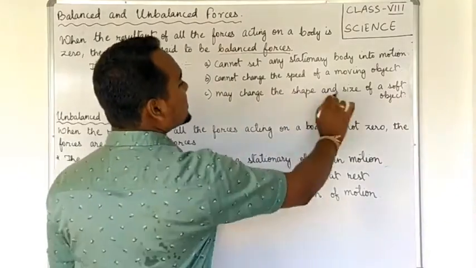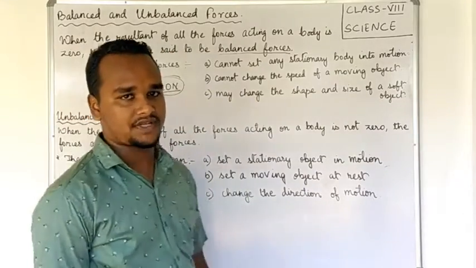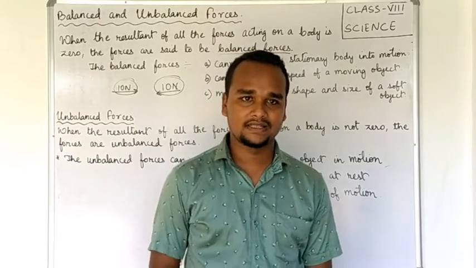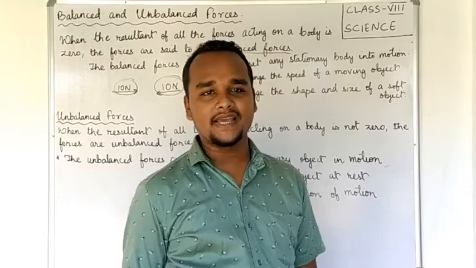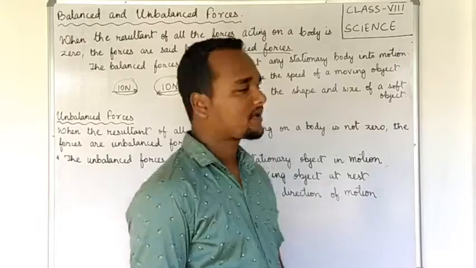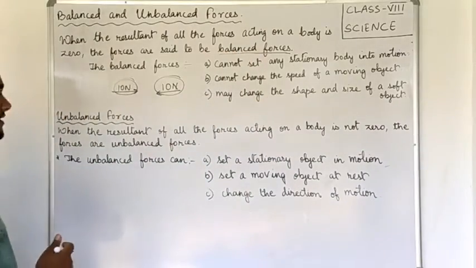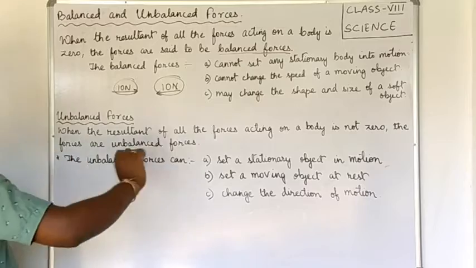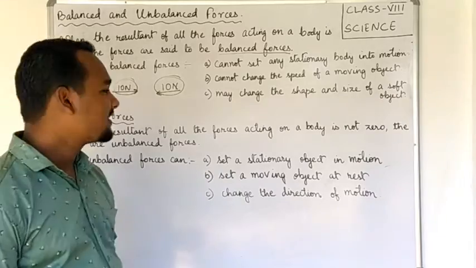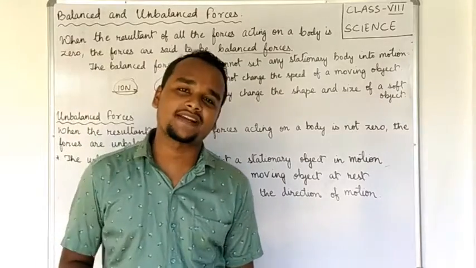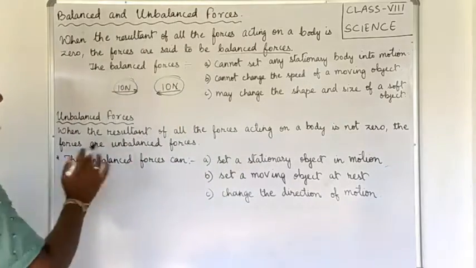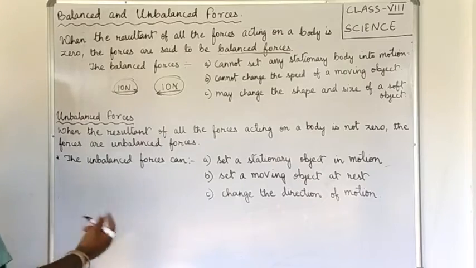Next one, it may change the shape and size of a soft object. When you apply the balanced force, there is a probability that the shape and size of that soft object might change. Then next comes unbalanced forces. What is an unbalanced force? When the resultant of all the forces acting on a body is not 0, then the forces are unbalanced forces.